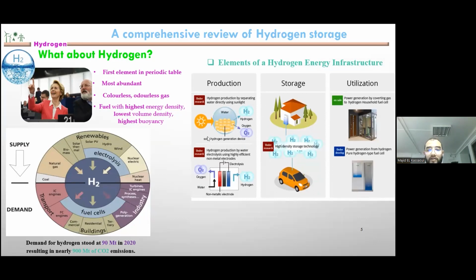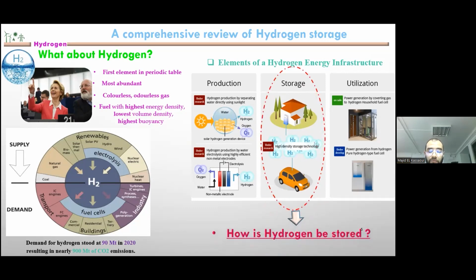The first one is production, storage, and utilization or distribution. The methods of production, storage, and power conversion are the subject of much research. But the main obstacle is how to store hydrogen efficiently and safely under appropriate conditions or appropriate thermodynamics.